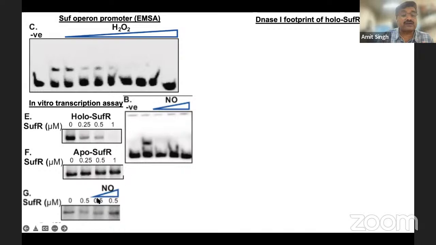And nitric oxide treated SufR also, you would see that gradually it de-represses transcription. So it's very, very clear that it is a transcription factor whose activity is regulated by the presence or absence of the iron sulfur cluster.